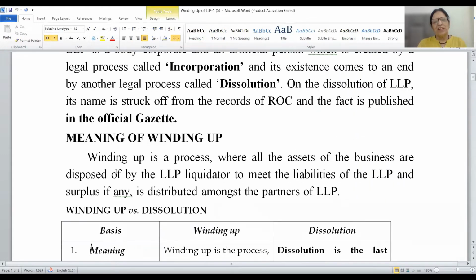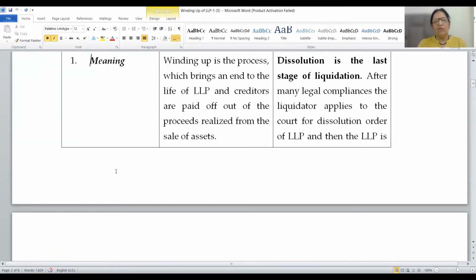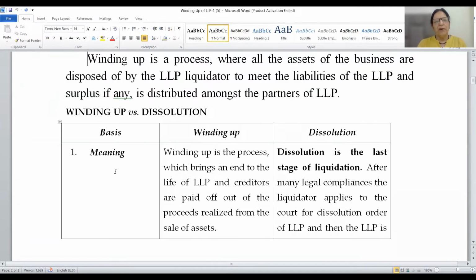Now let us know, friends, what is the meaning of winding up? Winding up is a process where all the assets of the business are disposed of by the LLP liquidator and liabilities of the LLP are met. And if there is any surplus after that, that is distributed among the partners of LLP.